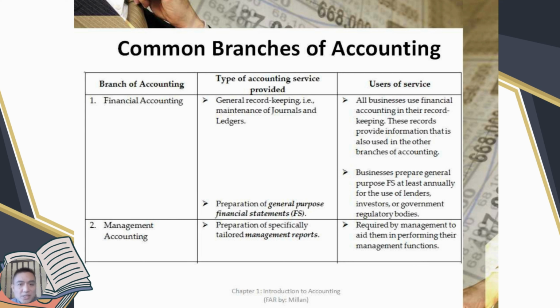So accounting is a very broad subject which is composed of different branches. Number one, financial accounting. Number two, management accounting. So let's see the types of accounting services provided by financial accounting and management accounting. First, financial accounting: general record keeping, maintenance of journals and ledgers, while management accounting: preparation of specifically tailored management reports.